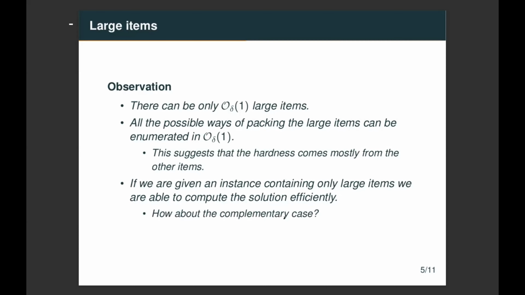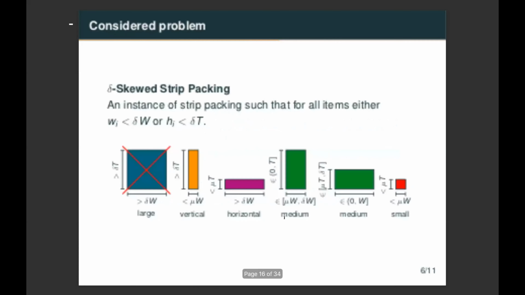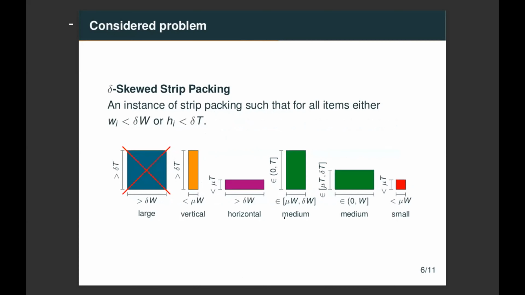So the question is, is it also true for the complementary case? By the complementary case, we mean an instance of strip packing such that for all the items, either Wi is less than delta W or Hi is less than delta T. We call this the delta skewed strip packing, which is basically the general strip packing discarding the large items.